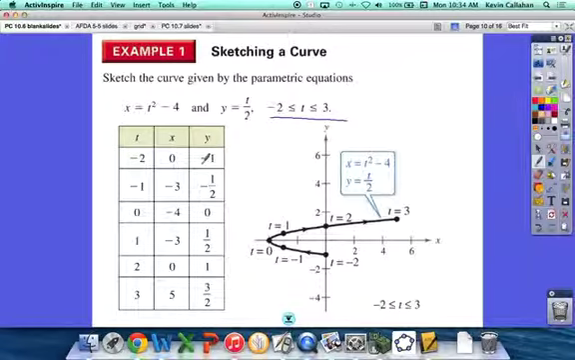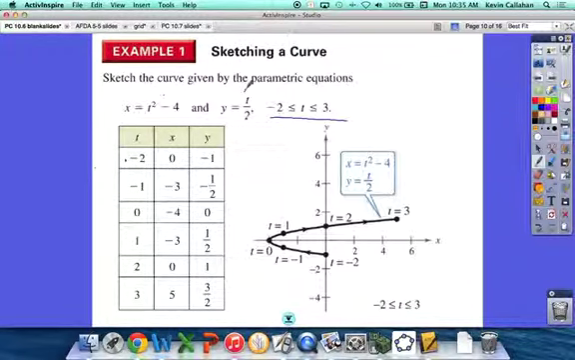So given that domain, you can see in their table of values that they have t equals -2, and they've taken integer values from -2 to +3. And then these values of x and y are just what you get when you plug in here. Like if I plug in t is -2 here, I'm going to get -2 squared minus 4. 4 minus 4 is 0. If I plug in -1, -1 squared is 1. 1 minus 4 is -3. And so this whole table of values was created by plugging in these values of t into these two equations.